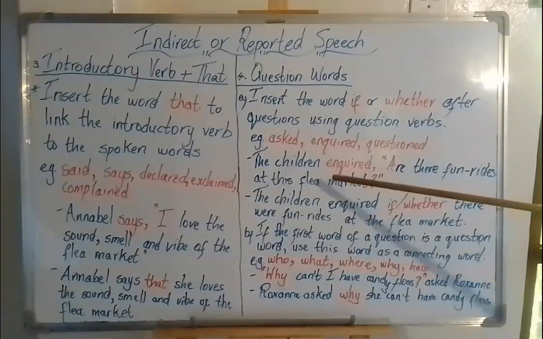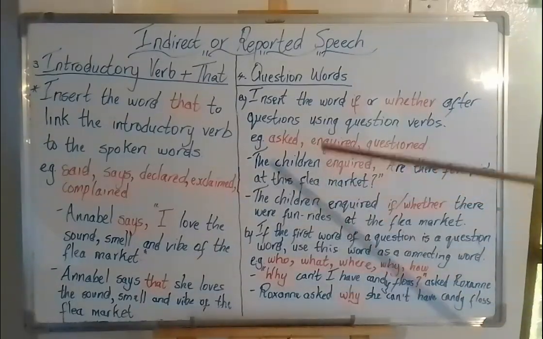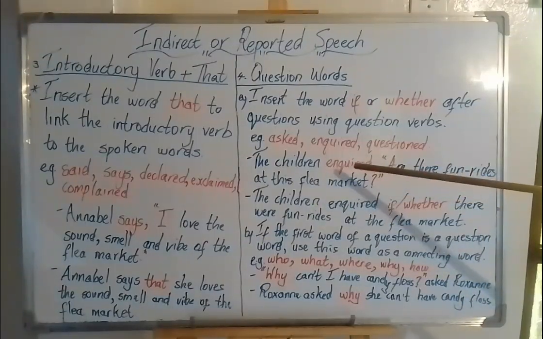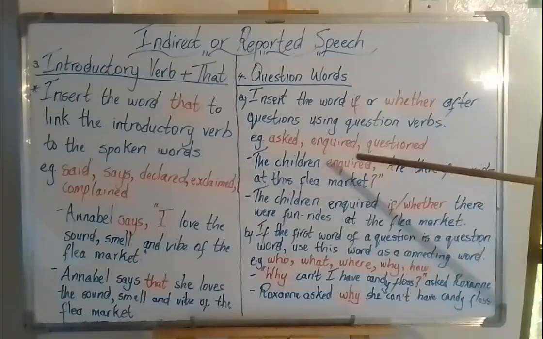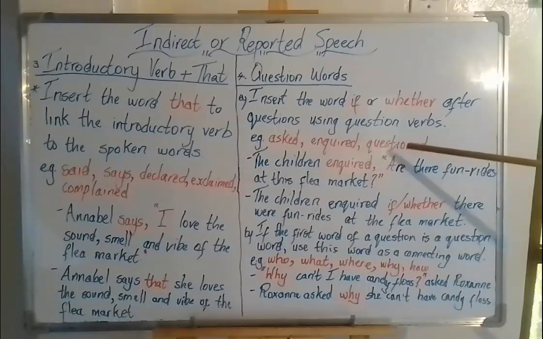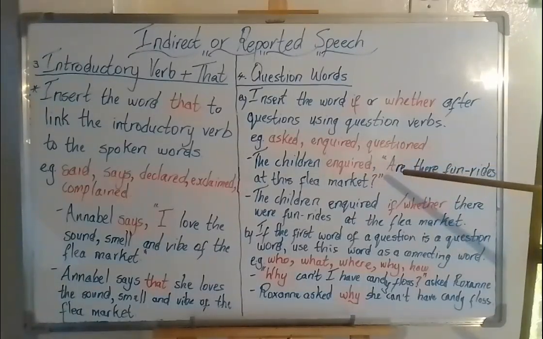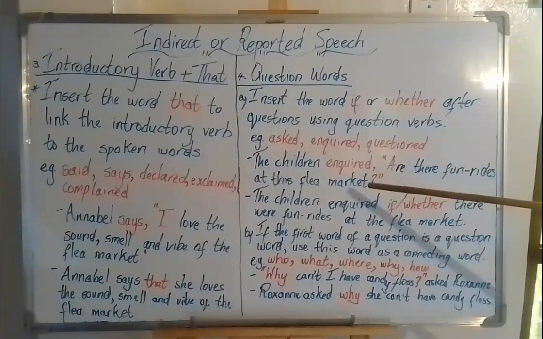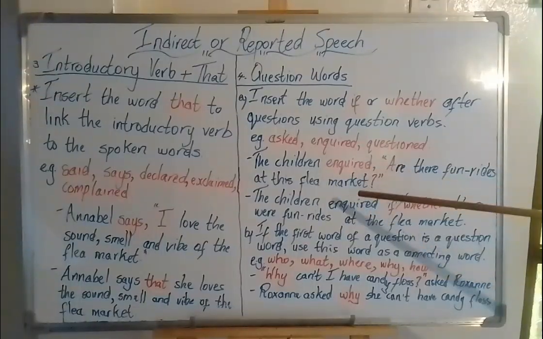So here's an example of a direct speech. The children inquired, "Are there fun rides at the flea market?" So we have inquired instead of an introductory verb, which is our question verb, and then it is followed by a comma, and then we have inverted commas. We have the first letter of the words in the inverted commas as a capital letter. So these are the characteristics of the direct speech.